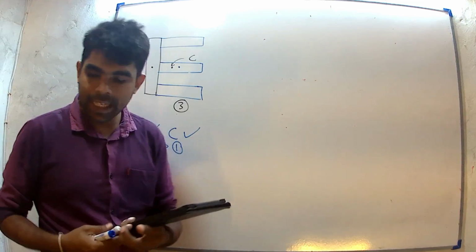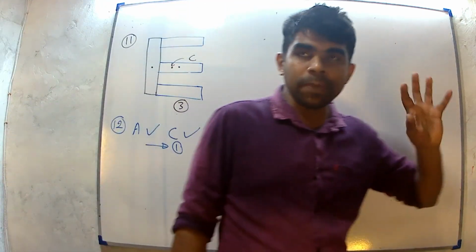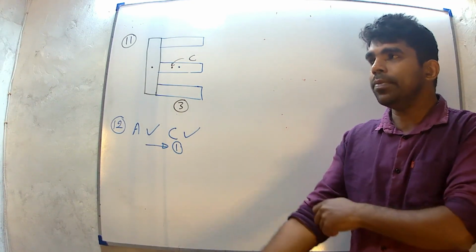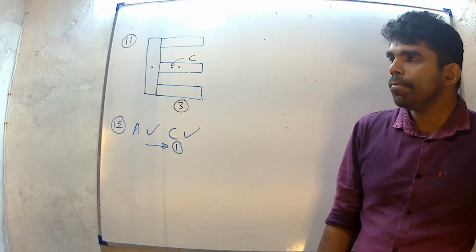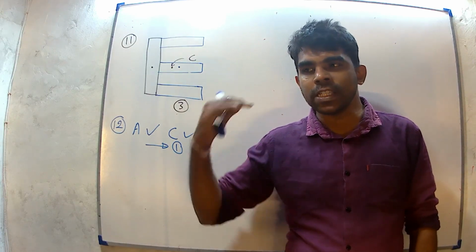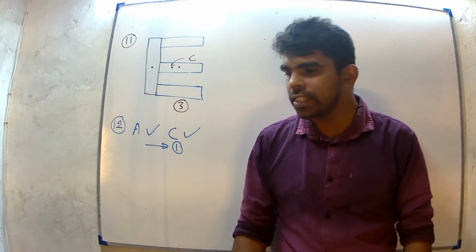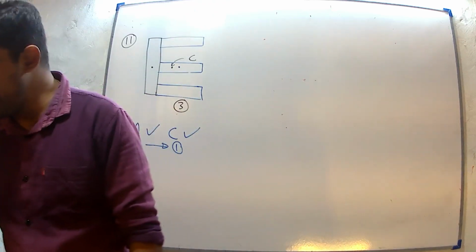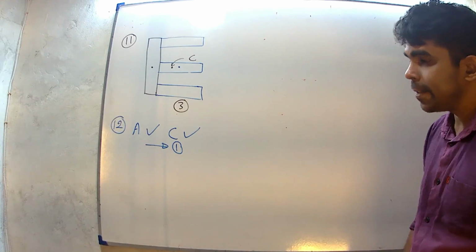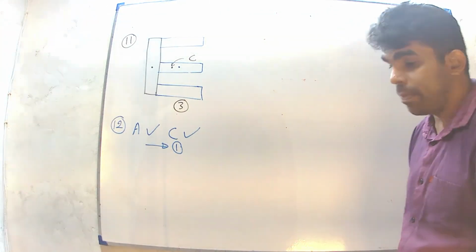We have to remember that if the pivot point is above the center of gravity, it is in stable equilibrium. If the pivot point is below the center of gravity, it is in an unstable equilibrium. If the pivot point is on the center of gravity, it is in neutral equilibrium.